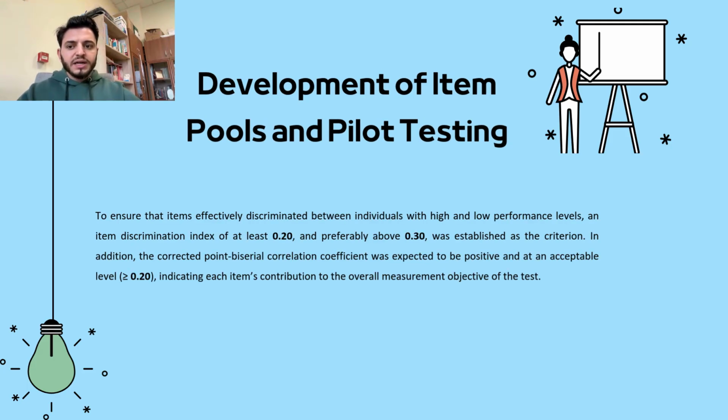In the item analysis process, several criteria were taken into account. We examined item difficulties in order to avoid items that were too easy or too difficult. We also evaluated item discrimination to determine whether the items could distinguish between high performing and low performing individuals. In addition, corrected point biserial correlations were used to examine the contribution of each item to the overall measurement objective.